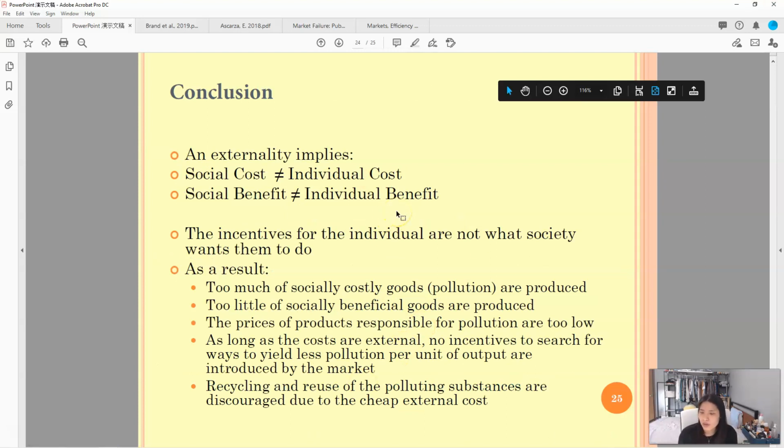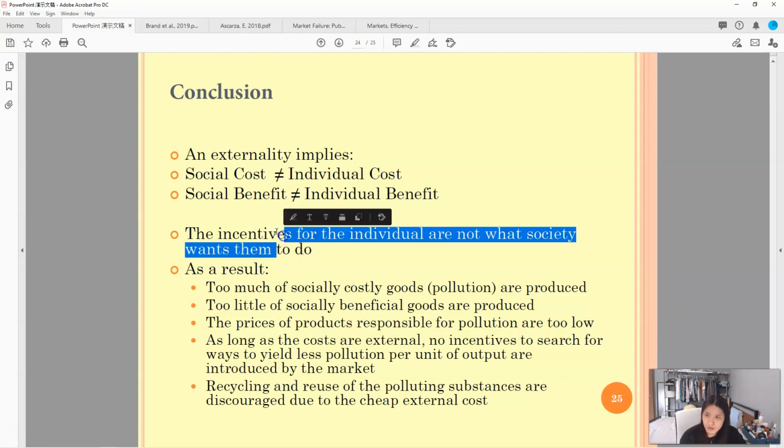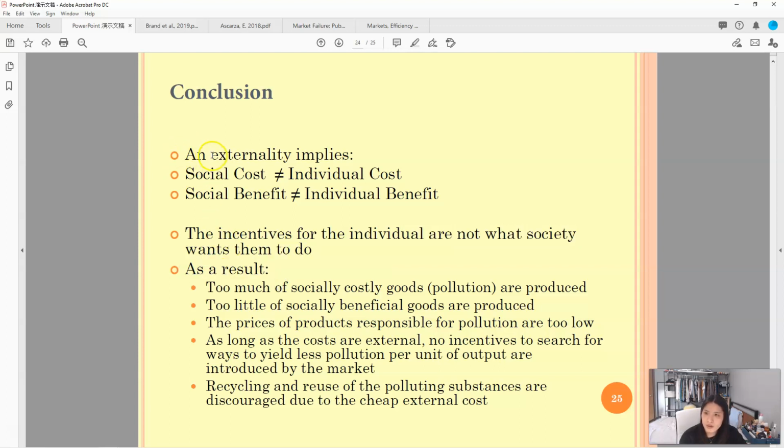And here is the conclusion for this video. Externality implies the social cost is not equal to the individual cost, and a positive externality implies the social benefits are not equal to the individual benefit, and the incentives for individuals are not what society wants them to do, because there are externalities. As a result, too much socially costly goods are produced. Too little socially beneficial goods are produced.